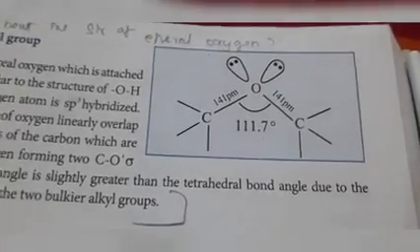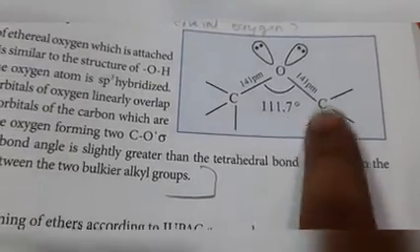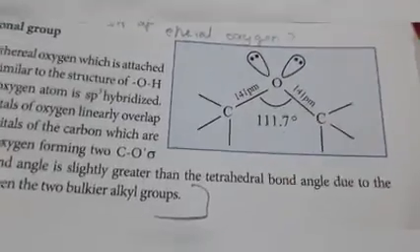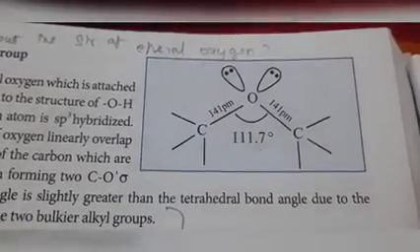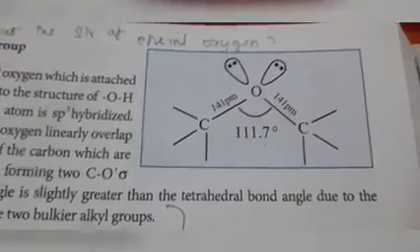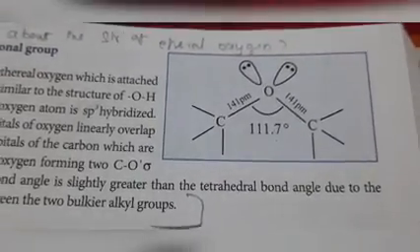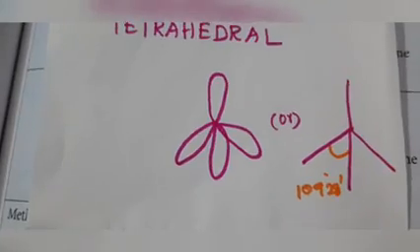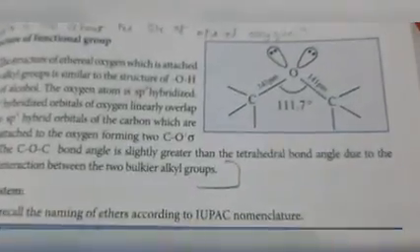So when bulky groups are attached, repulsion exists between the two bulky groups. For reducing repulsion, these two bulky groups move away from each other. So the angle is increased from 109 degree 28 minutes to 111.7 degree. These 3 points are discussed.